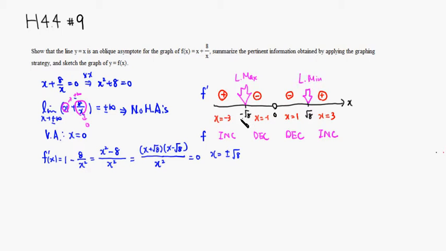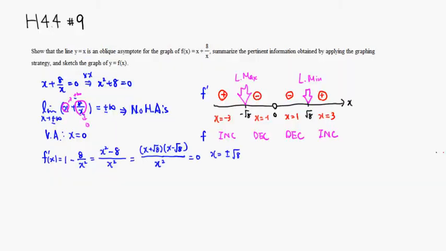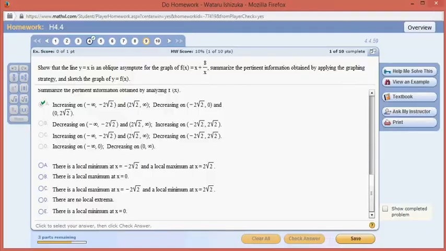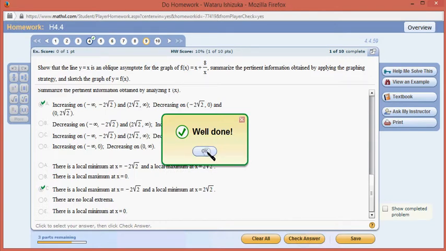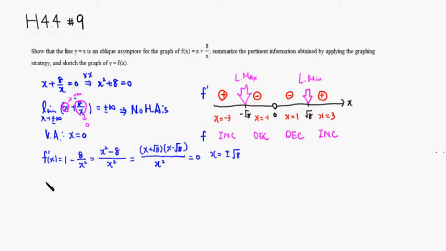Alright, so local max at the negative square root of 8 and local min at the positive square root of 8. Alright, local max, which one was it? Local max first. Local max at negative 2 square root of 2. Local minimum at, so this is the one. Alright, so check the answer. We got that. Alright, then we have to take the derivative again. Alright, so let's look at that. Another derivative, f double prime of x.